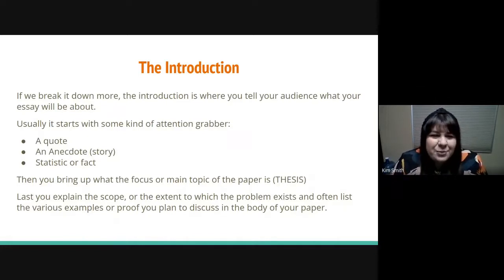But then you're going to bring up the focus or main topic of your paper. That's where your thesis is. And at the very end, you want to explain your scope or the extent to which the problem exists, and often list the various examples or proof you plan to discuss in your paper. Hint, hint, that's the thesis, your three reasons.